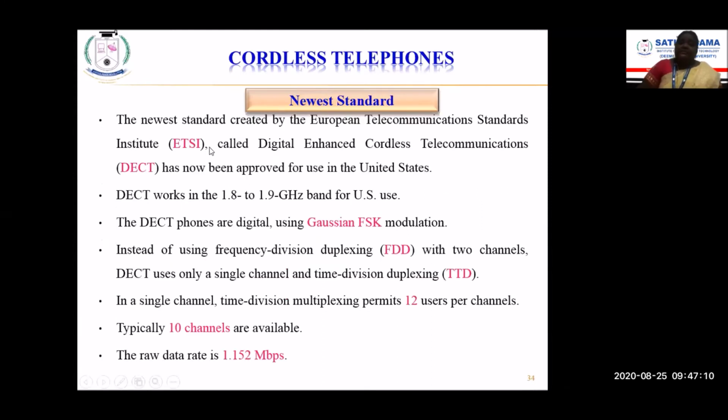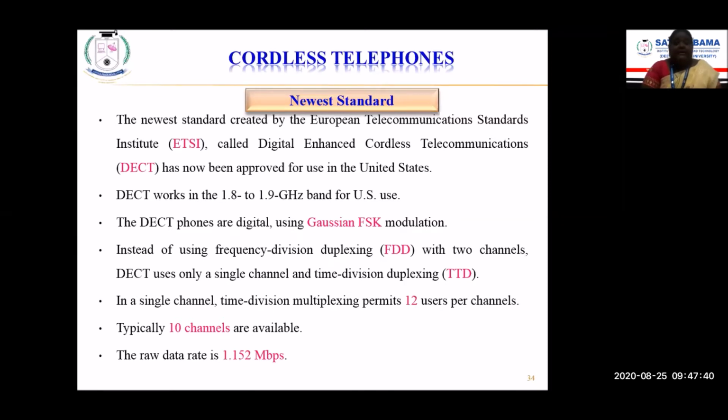So coming to some other telephones that have been used in the European countries as well as well-developed countries like the US, the newest standard created by the European Telecommunication Standards Institute is called Digital Enhanced Cordless Telecommunications. We also use these kinds of telephones. We always follow the UK standard. We use some sophisticated and expensive cordless telephones at our home also.